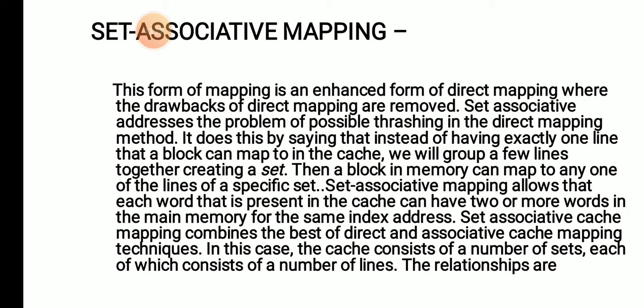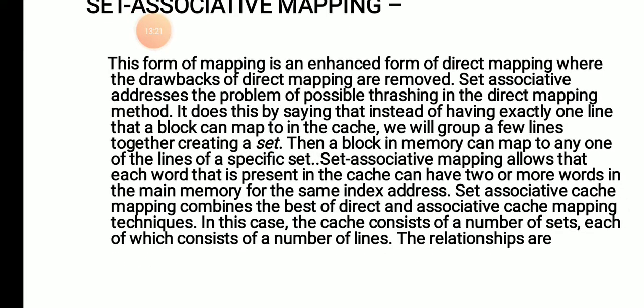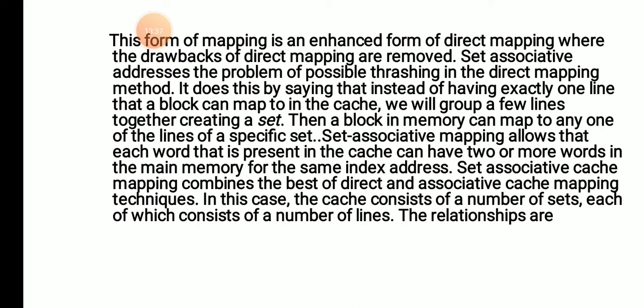Set associative mapping allows each word that is present in the cache to have two or more words in the main memory for the same index address. Set associative cache mapping combines the best of the direct and associative cache mapping techniques. In this case, the cache consists of a number of sets, each of which consists of a number of lines.